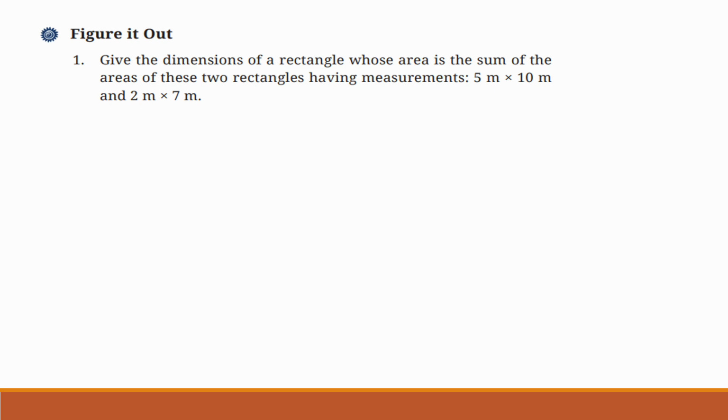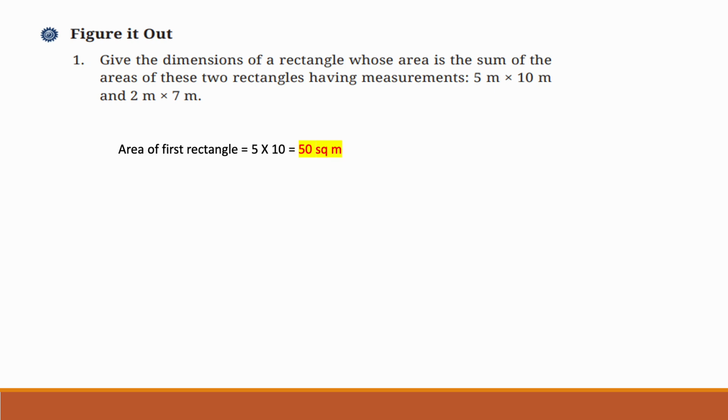Give the dimensions of a rectangle whose area is the sum of the areas of these two rectangles having measurements 5 meter by 10 meter and 2 meter by 7 meter. So we have to find the area of a rectangle. The area is equal to the sum of the areas of two rectangles having measurements 5 meter by 10 meter and 2 meter by 7 meter.